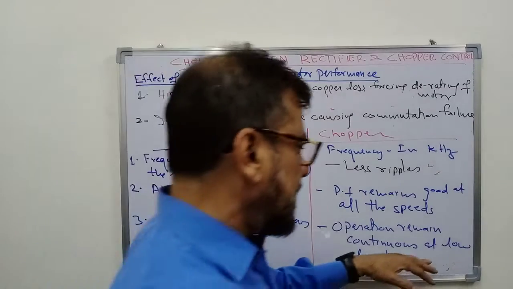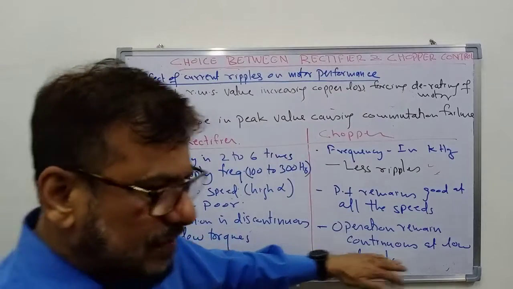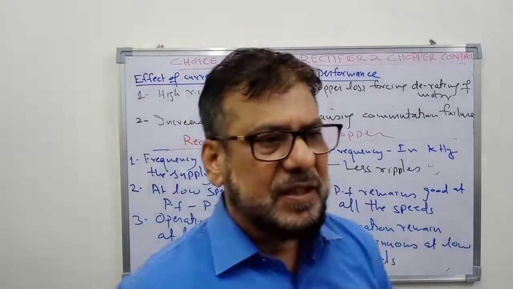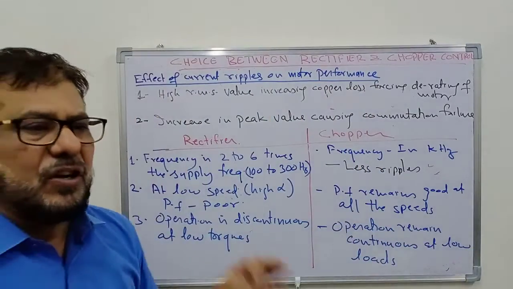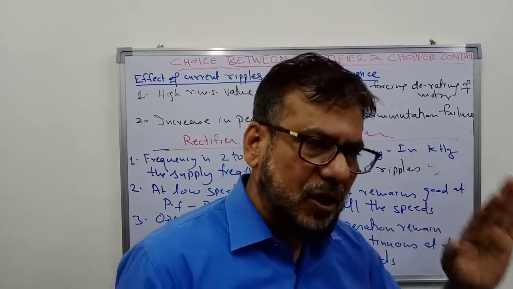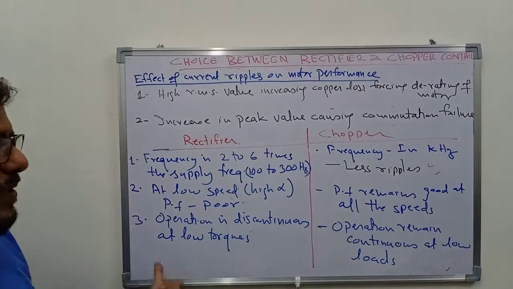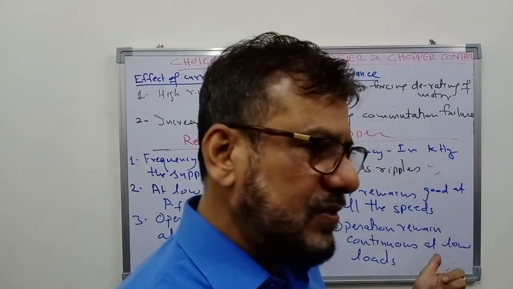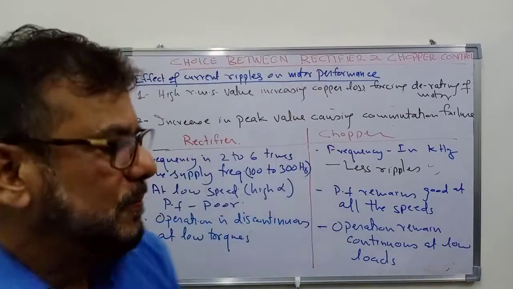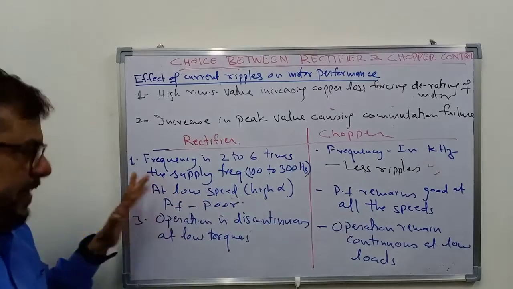Whereas in the case of a chopper control drive, because we are keeping the frequency very high, the chance of discontinuous conduction is almost negligible. Even at very low loads, the operation will remain continuous. So that problem that was there in the rectifier control is not there in the case of chopper control. So these are the advantages of chopper control over rectifier control.